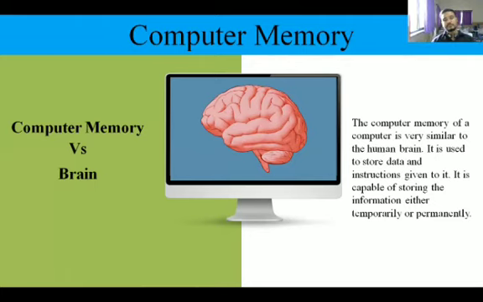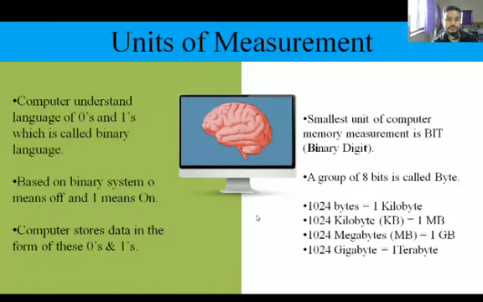Likewise, a computer also saves data and instructions which are given to it. That may be temporary and maybe permanent also. So we are going to learn both things now. We are not going to learn about our brain, but about the computer's brain. So are we ready to learn some new things about computer memory? Okay. So now we are going to discuss computer memory and how it is measured.